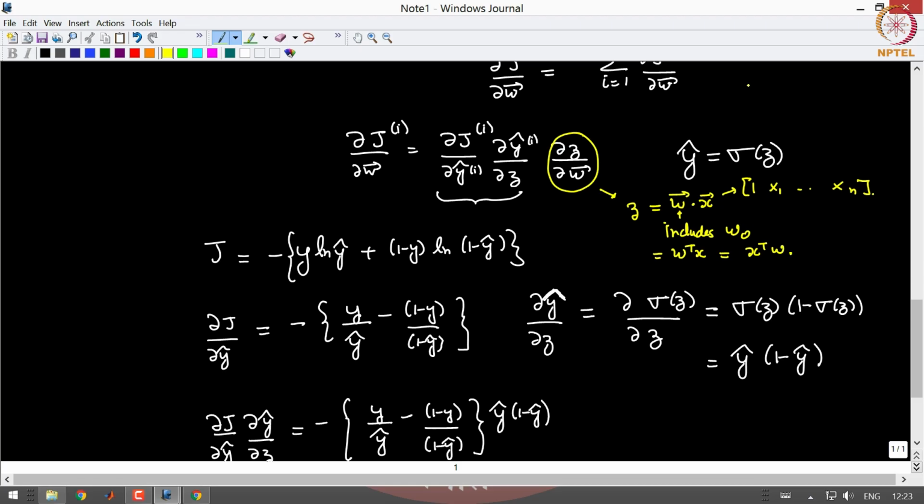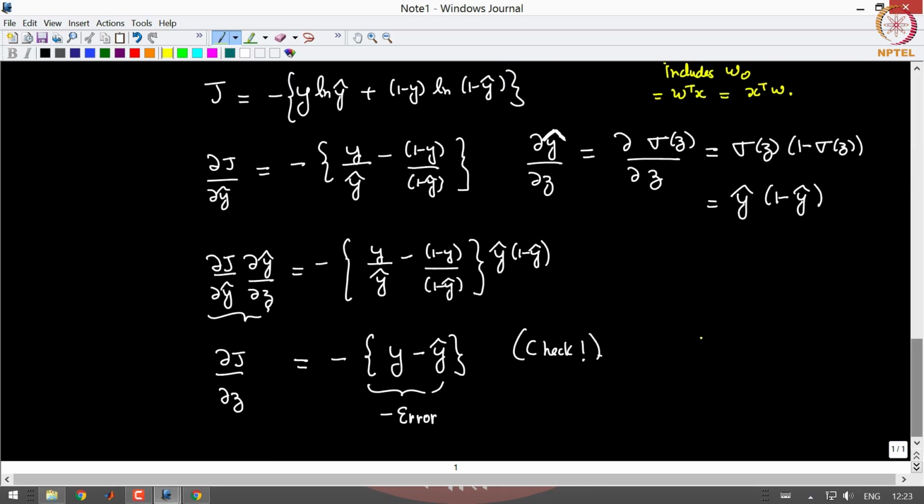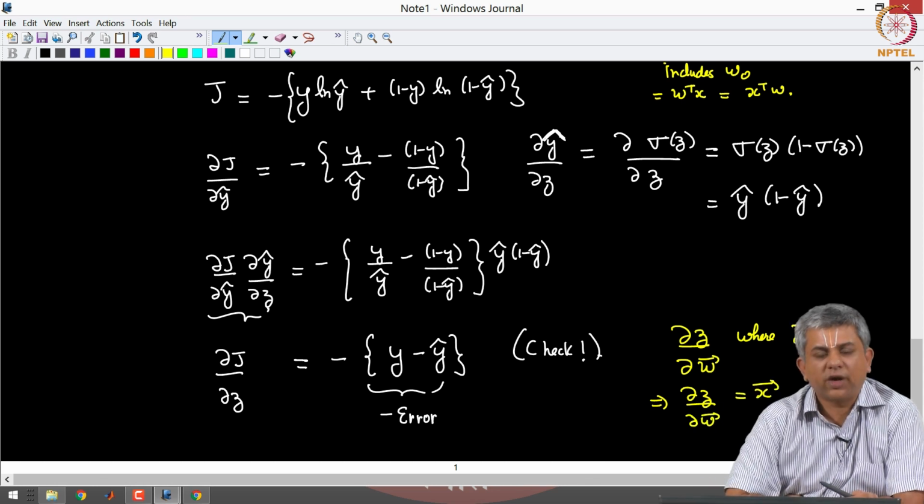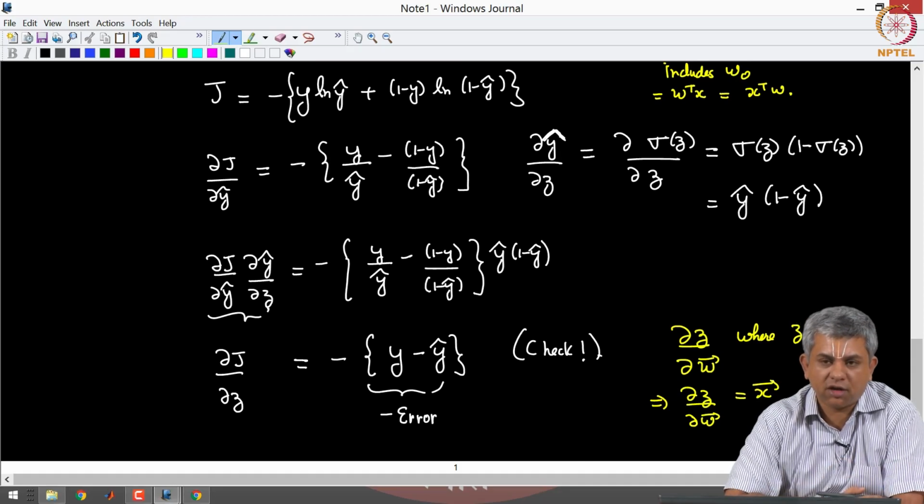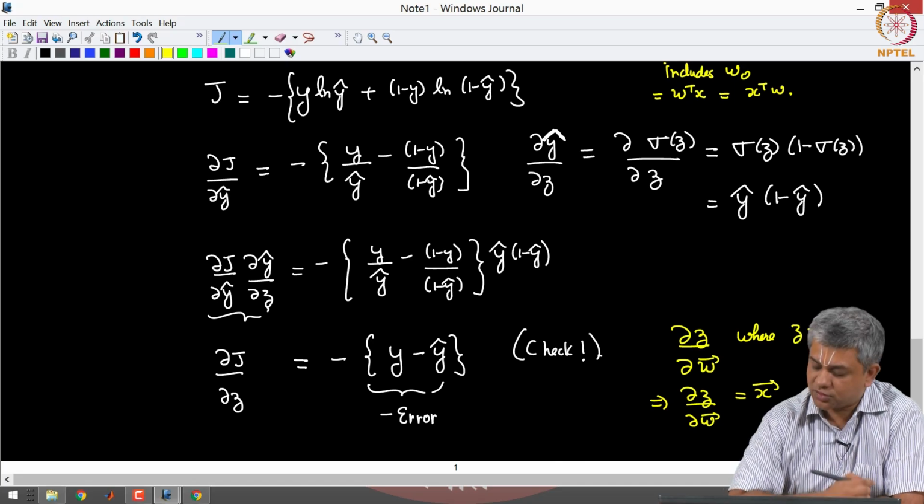We saw in the linear algebra videos that in such a case, when you have del z del w where z is equal to x transpose w, this means del z del w is simply equal to the x vector. You can do this via algebra also, or you could do this using the notation that I used in week 1 of this course.